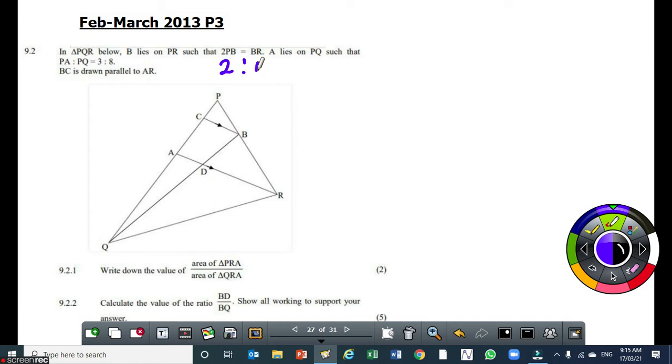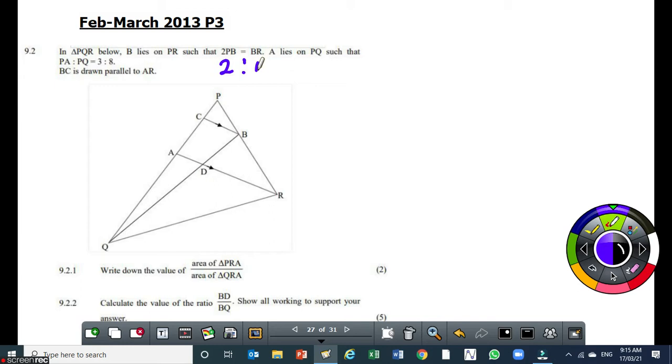Okay? Then A lies on PQ such that the ratio of PA to PQ is 3 is to 8. Now, this question here, the concept of the constant that I spoke about last week, you have to apply that. If you didn't understand the concept of the constant, it will be very difficult for you to do this question. In fact, most of the questions of this nature with ratios in them, you cannot do them properly without the concept of the constant. Okay? You try to make a plan, it will be very challenging.